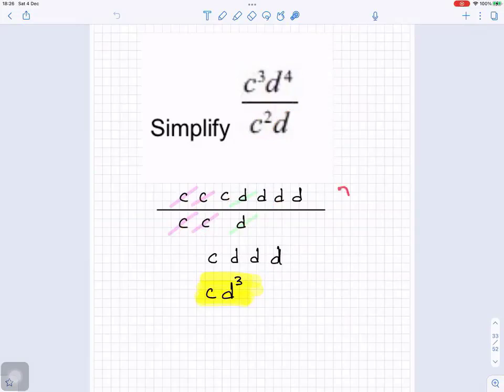Now we can cancel. Cancel means whatever you see at the top and you see at the bottom, you cancel it. There's 2 c's there, we cancel those 2 c's. Cancel that d. What are we left with at the top? C, d, d, d. C and 3 d's, which we can write as c d cubed.